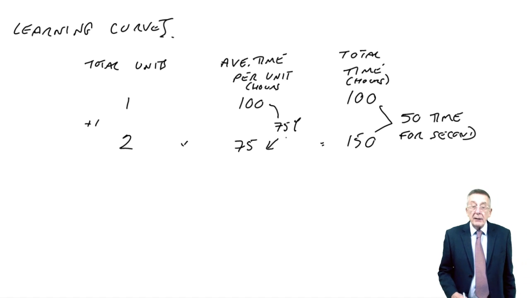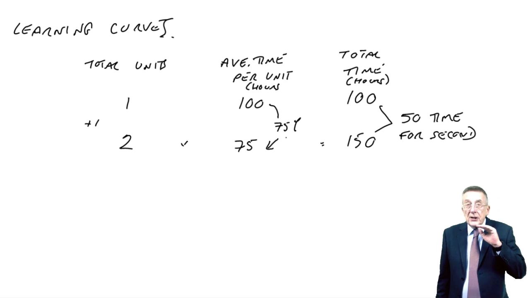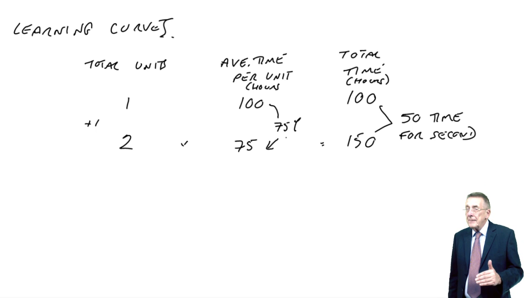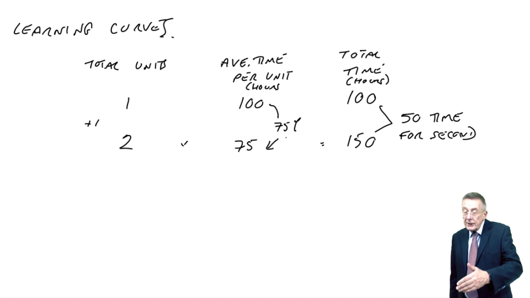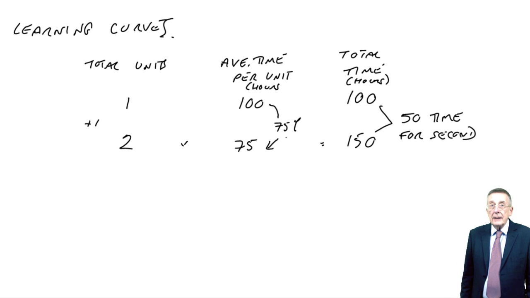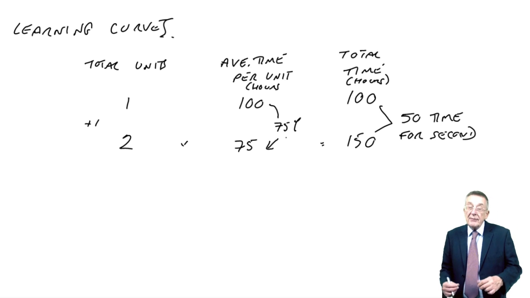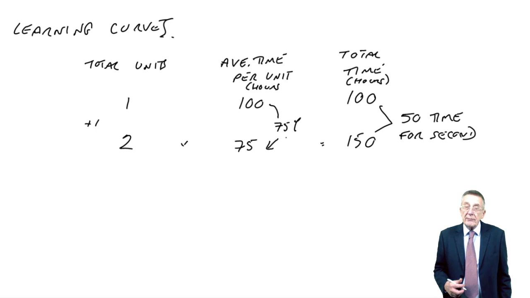So do see what I'm saying. We're going to carry on with this, but do see what I'm saying. This does not directly give you the time for the second unit. Here, the first unit takes 100, the second unit takes 50. But the average time per unit is 75. It's fallen 75% of the previous average time.